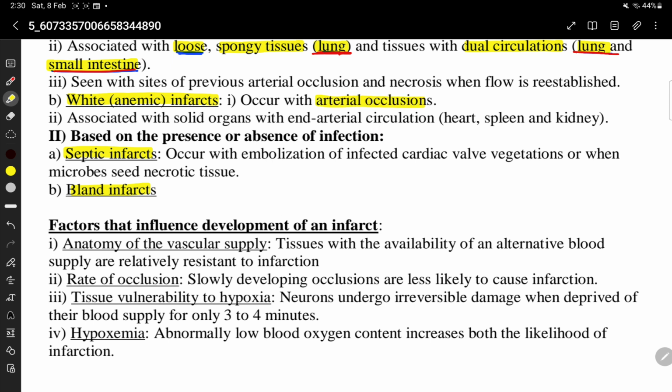It is associated with solid organs with end arterial circulation like heart, spleen or kidney. Okay, these are solid organs with end arterial circulation. यहाँ पे white या anemic infarct होता है. White या anemic infarct is due to arterial occlusion. It is associated with solid organs with end arterial circulation like kidney, heart and spleen.